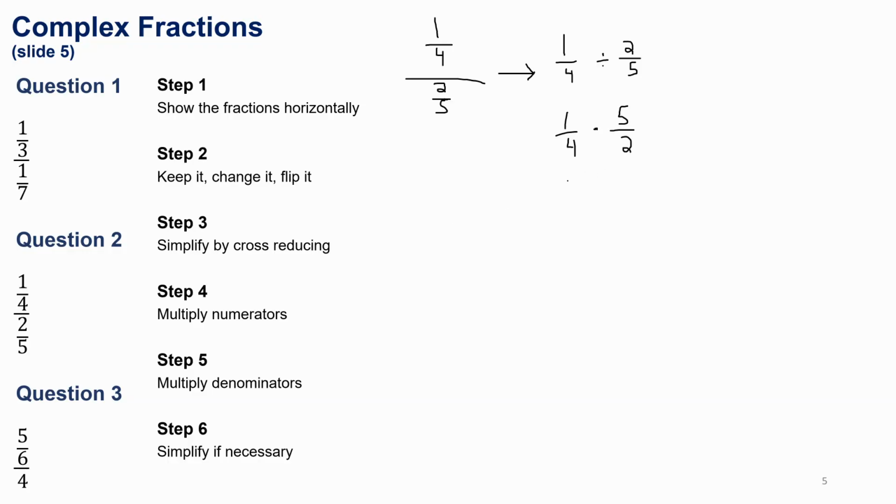Next, we can simplify by cross-reducing. Well, in this case, 4 and 5 and 1 and 2 cannot be simplified down. So I just go to step 4, multiply my numerators. 1 times 5 is 5. And multiply my denominators. 4 times 2, which is 8. So we now have 5/8. This is a proper fraction. Proper fractions can't be changed to mixed fractions. We then look to see if we can simplify it. Well, 5 and 8 do not have a common factor. So that's as far as we can go. 5/8 is our result.